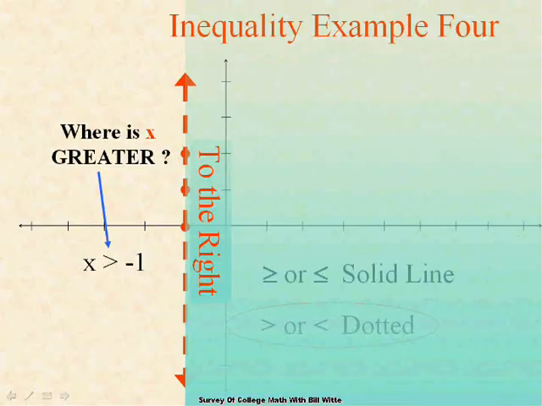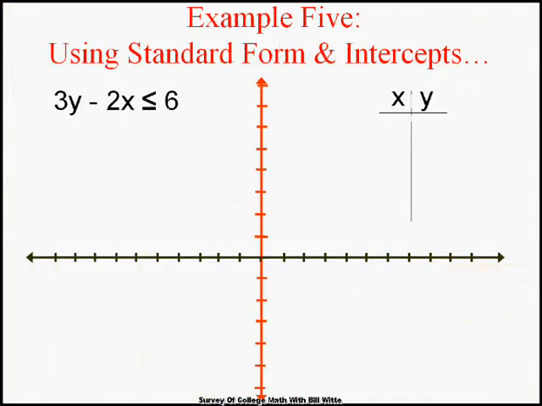Now some of these are not going to be easy to solve for y, and many of them are going to look like this. They're going to be in what we call standard form, where the right side is a constant. Remember that? Where we had the coefficients on the left side and the constant on the right. Some of them are going to look like that, and there is another method that I think is worthwhile for you to learn, and that's using intercepts.